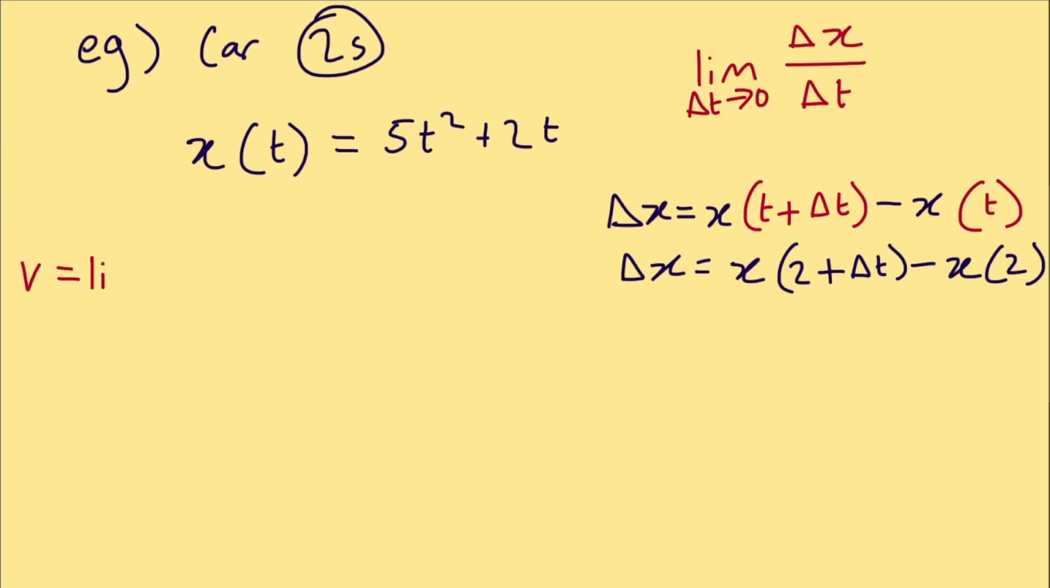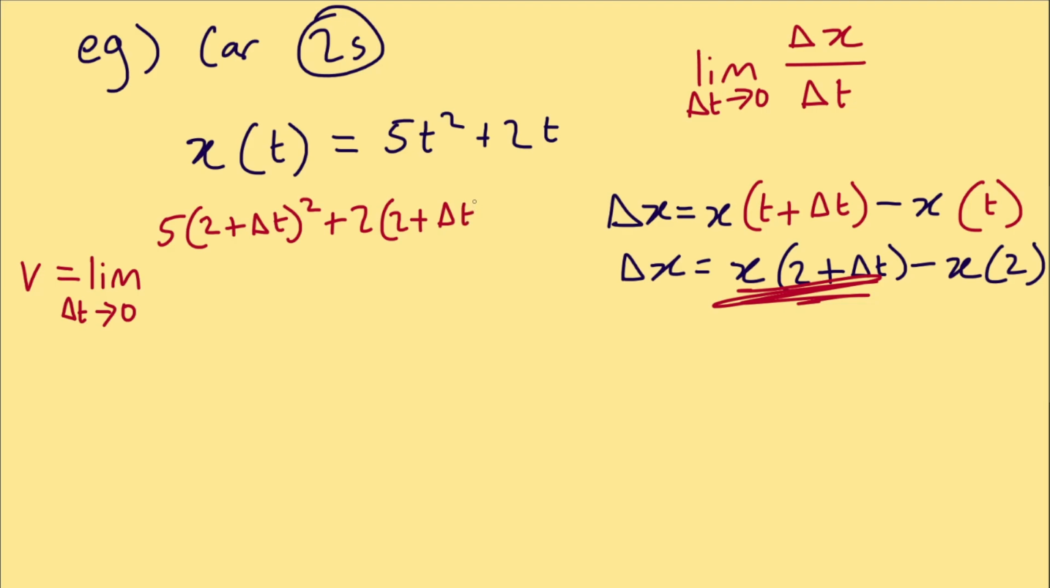Let me make some space. Velocity is equal to the limit as delta t approaches 0. And now here's a part where it's easy to make some mistakes, but really we're just plugging everything in. Take your function of x and plug it into this. Our first term, so we're going to be writing this part first, is (2 + delta t)² + 2(2 + delta t). There's our first term done.